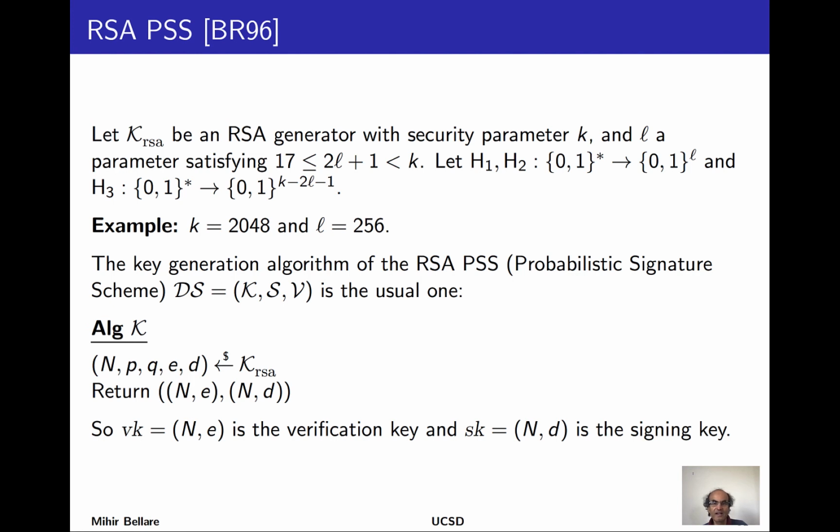Again, there's some underlying RSA generator with security parameter K, and there's another parameter we'll denote by L, and it has to be chosen such that twice L is a fair bit smaller than K. We'll need this time not one but 3 hash functions. The first 2 return L bits, and the last returns K minus twice L minus one bits. As examples, you could set K to be 2048, that's a nice RSA modulus size for security, and you could set L to be 256.